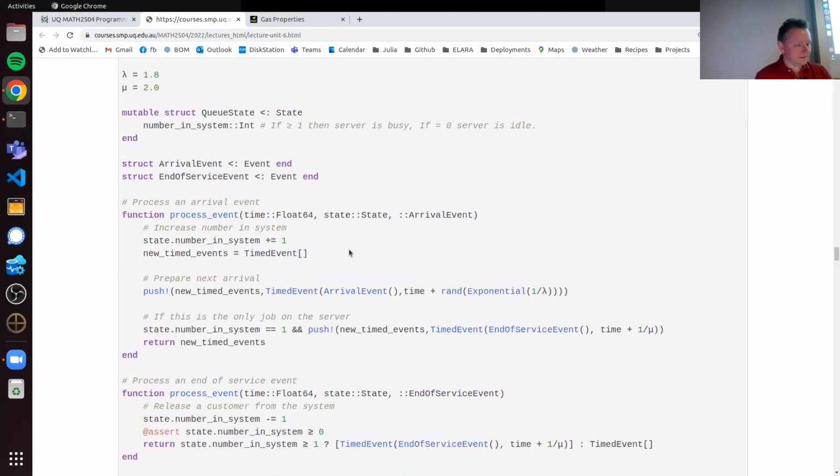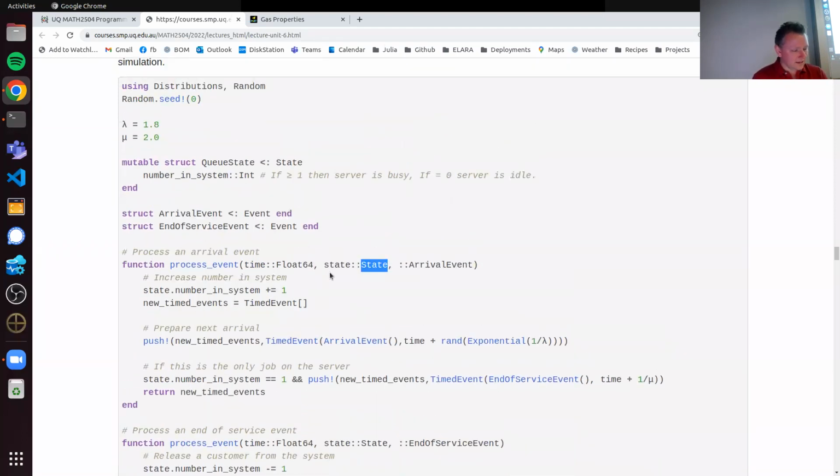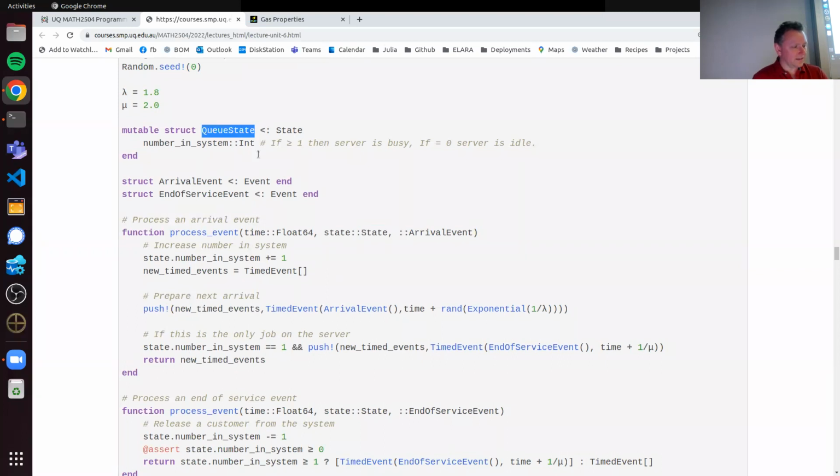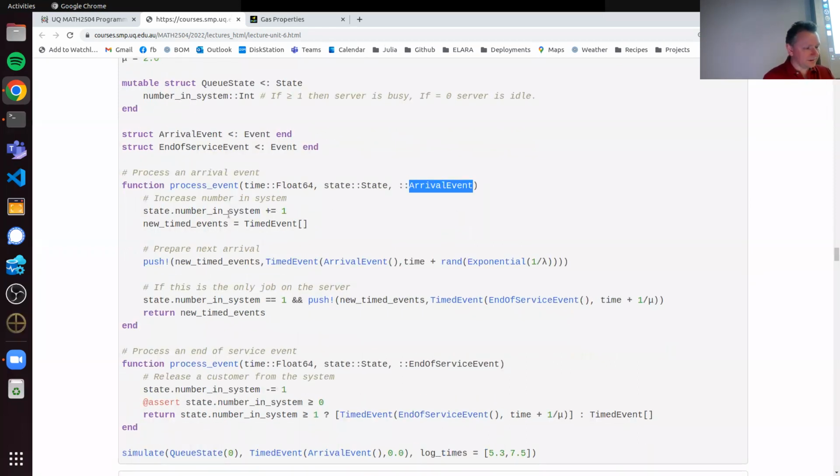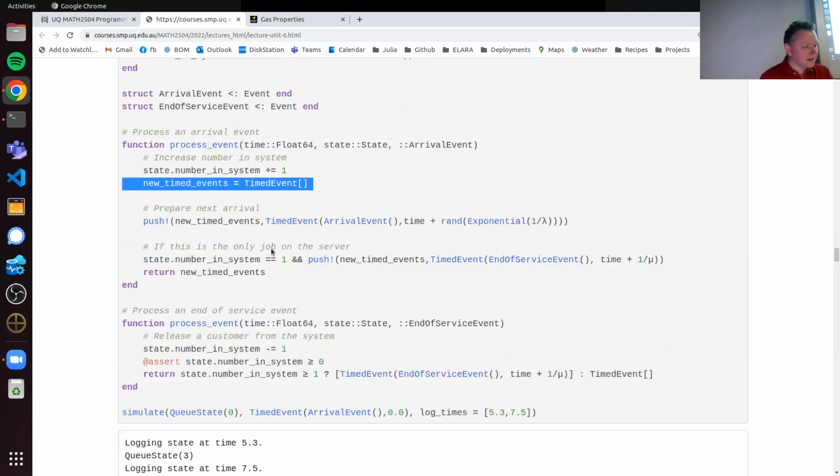So let's process these events. We have some time and some state. Remember, it's actually always going to be this type of state. In fact, you could probably put Q state there. And we've got the arrival event. If an arrival event comes, we want to add the person to the system. This function is required to return an array of new events, so we should do that.